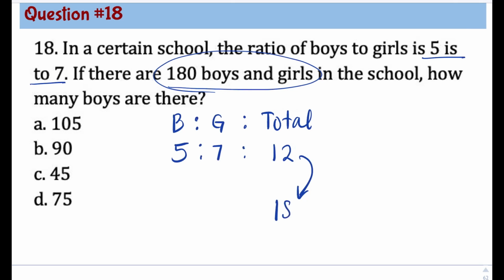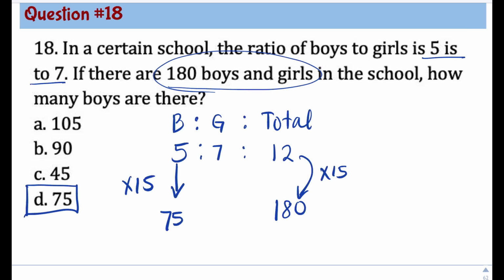So what will you multiply with 12 to get 180? 15, right? That's 180 divided by 12. So you do that by the reverse, which is times 15. To get the number of boys, you simply multiply 5 by 15. 5 times 15 is 75 boys, which is what it's asking in this problem. So the answer is letter D, 75 boys. If it's asking for girls, we can also multiply 7 by 15, and that will be 105. So the answer in this problem is 75 boys.